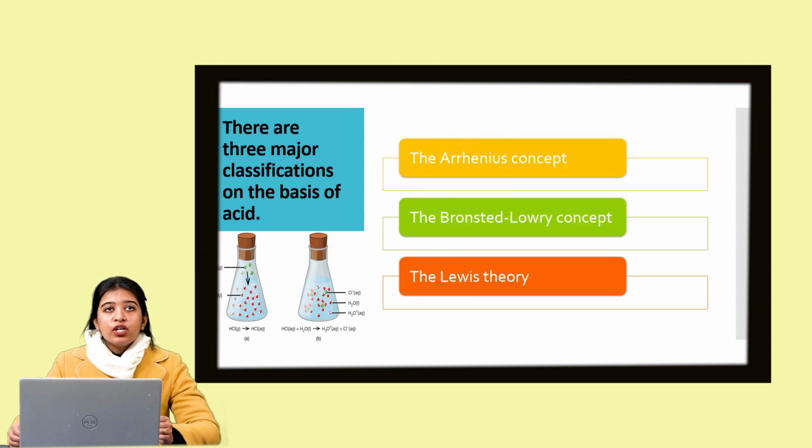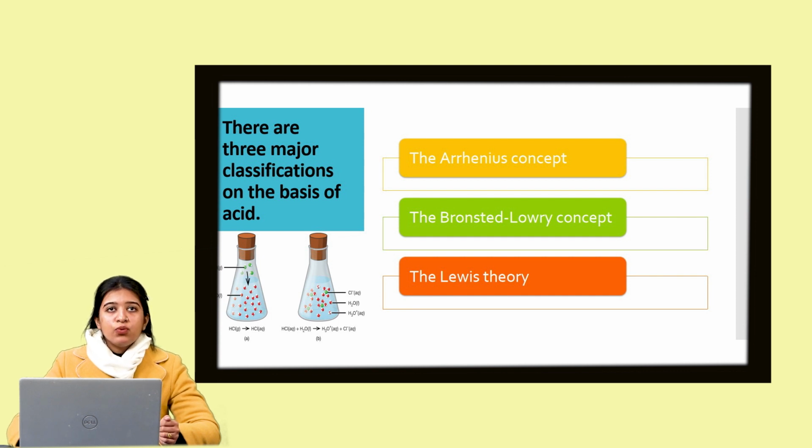Next, we are going to talk about the three major classifications on the basis of acid. These are important classifications that we are going to study. First is the Arrhenius concept. Secondly, the Bronsted-Lowry concept. Third, the Lewis theory.